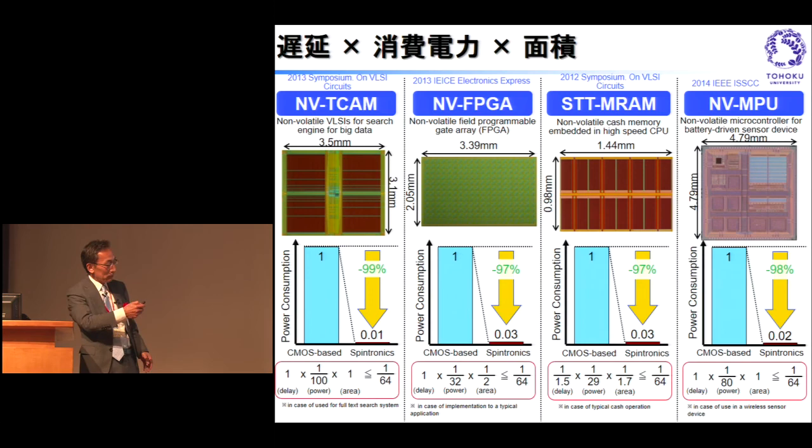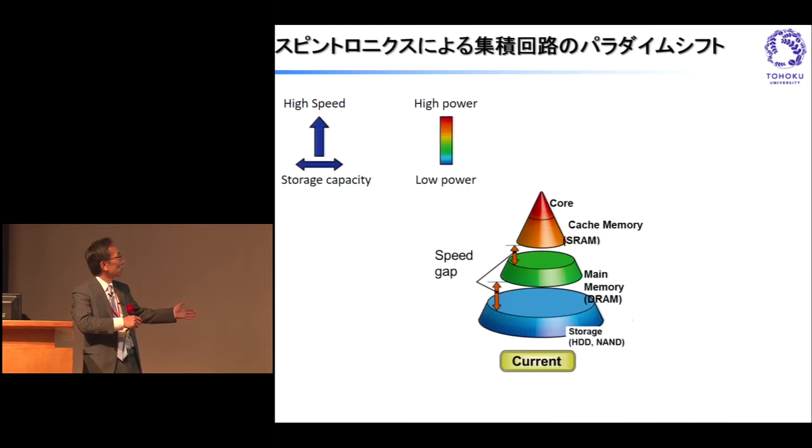What we are going to do is this. The current LSI paradigm is like this, including your smartphone and PC. There are the logic and processing data. This requires lots of power, in red. And the DRAM is a memory. This is also a big market of 2 to 3 trillion yen.